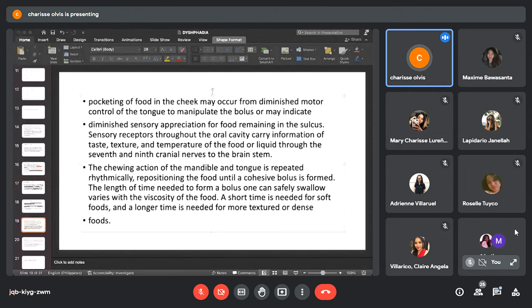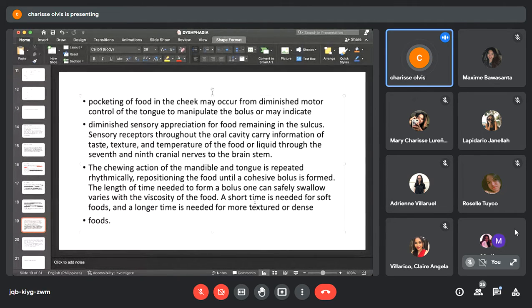So they cannot sense, for example, what do you call that? Temperature, no? So, they don't notice that there is something liquid on the side of their cheeks. Okay? So, we have to give them sensory cues for intervention.